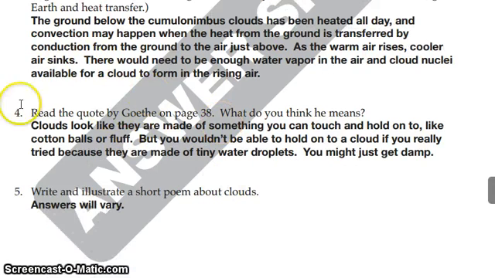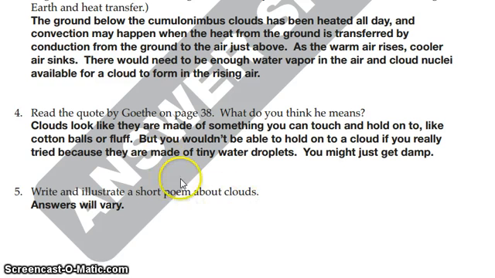Okay. In the reading there was a quote by Godfrey. What do you think it means? That particular quote was talking about how clouds look like they are made of something you can touch and hold on to, like cotton balls or fluff, but you wouldn't be able to hold on to a cloud if you really tried, because they are made of water vapor droplets, and they would just make your hand damp. Again, they're just condensation. And then the last question is about illustrating a poem on clouds.